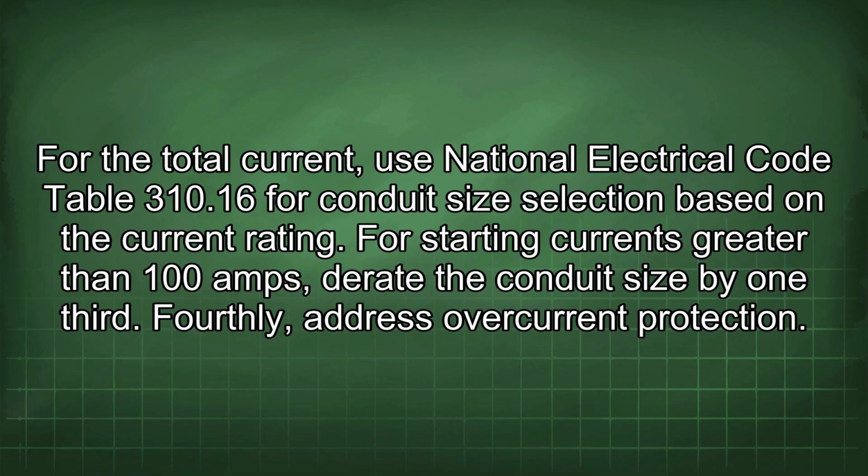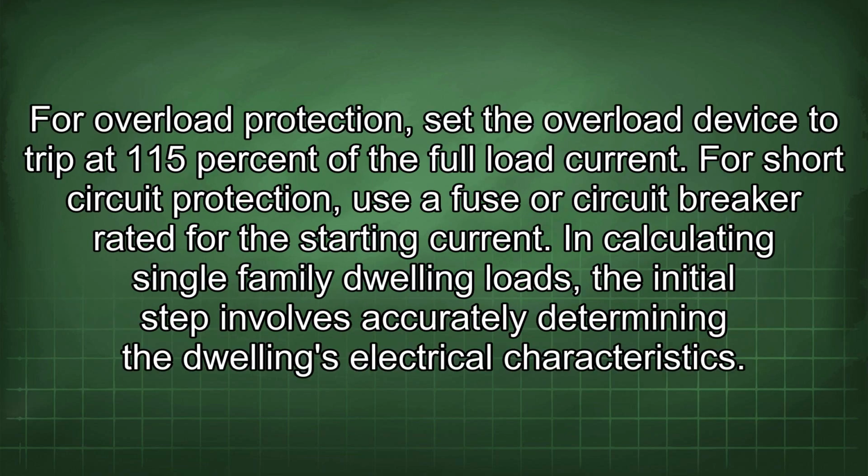Fourthly, address overcurrent protection. For overload protection, set the overload device to trip at 115% of the full load current. For short circuit protection, use a fuse or circuit breaker rated for the starting current.